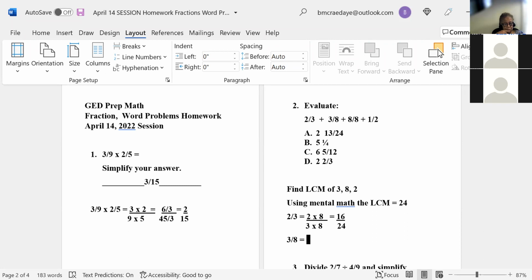Okay. When we finish this one, we'll go back to number 1 because we're doing number 2 now. And Vanessa will explain number 1 to you after we finish this one. Now we're trying to find the least common denominator. The least common denominator can be found by finding the least common multiple.